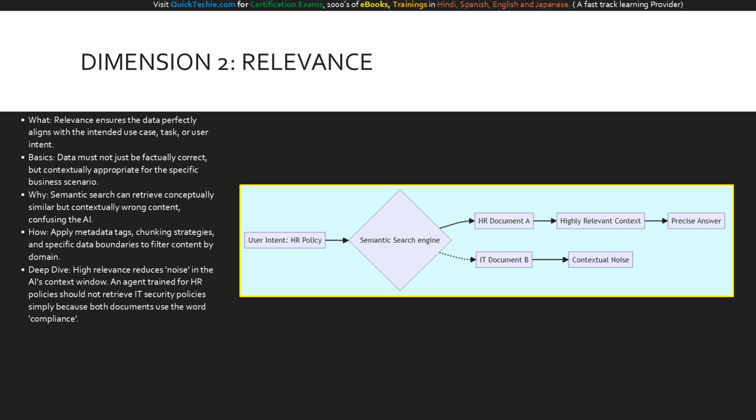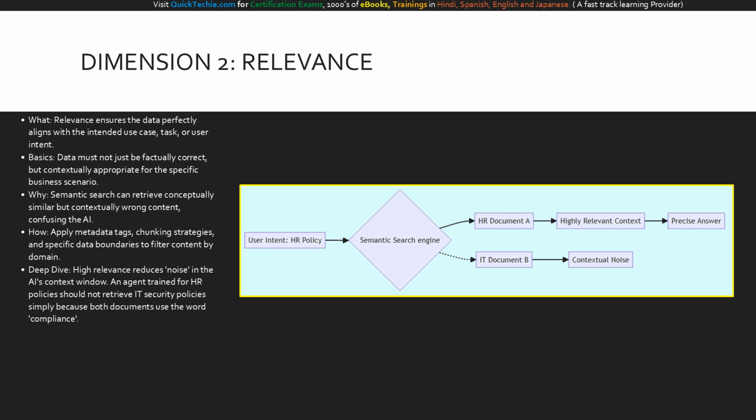On the left, we have a specific user intent, asking about an HR policy. This query hits the semantic search engine. Now, notice the two diverging paths. The solid line leads to HR document A, which represents highly relevant context and ultimately leads to a precise answer.